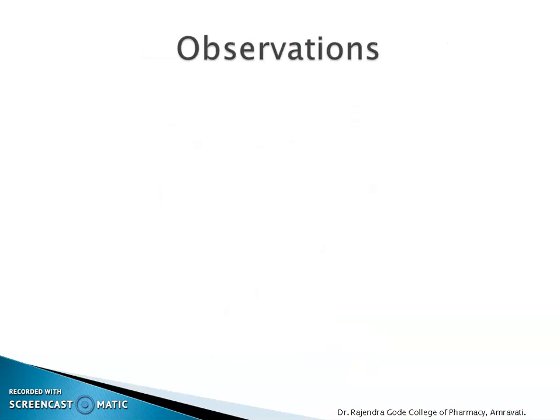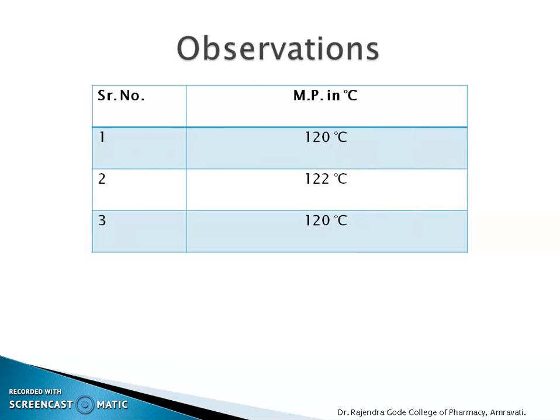Observations. First observation, the organic substance melts at 120 degrees Celsius. In the second round, the organic substance melts at 122 degrees Celsius, and in the third round, the organic substance melts at 120 degrees Celsius. We have to take the mean of these three melting point records.